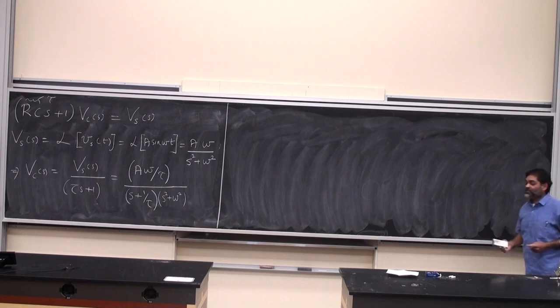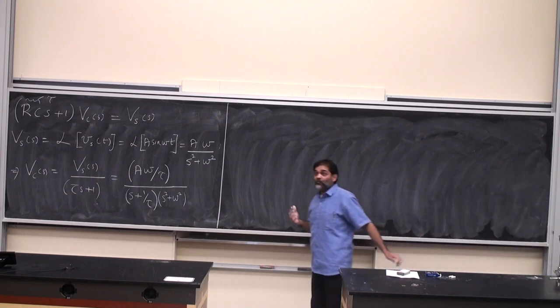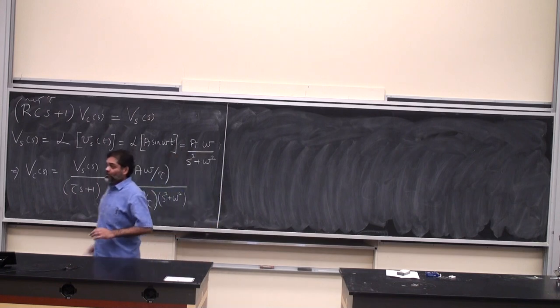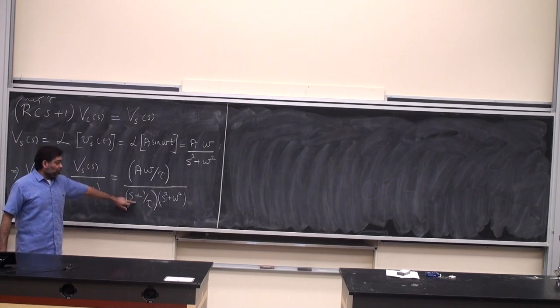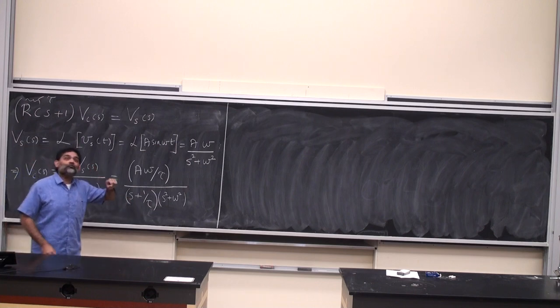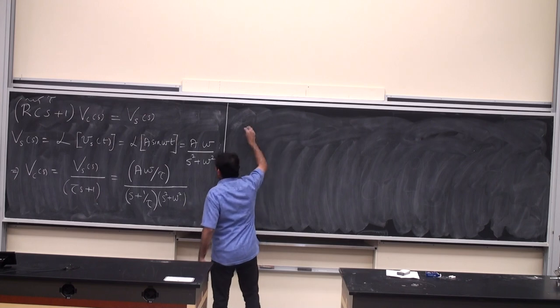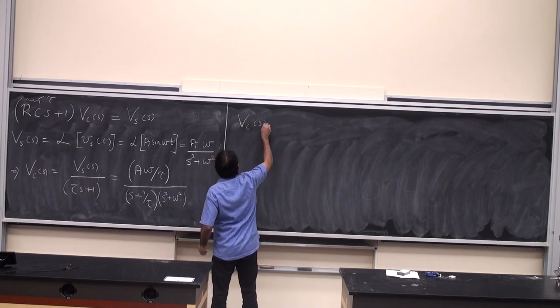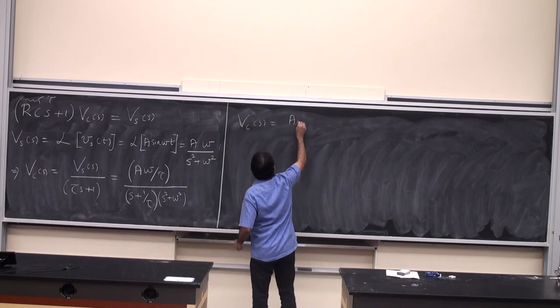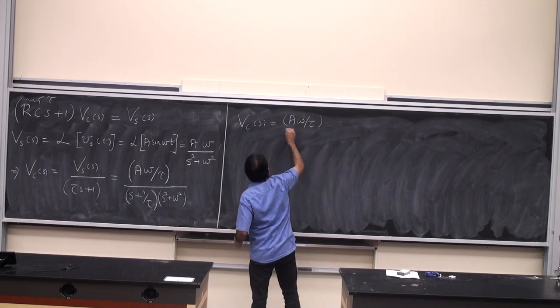Solve for VC of t, so obviously the next step is to perform the partial fraction decomposition. I'm not going to go through the entire thing, I'm just going to write the decomposition first. Okay? S plus 1 by tau, that's going to have one coefficient attached to it. So I have VC, which is A omega by tau.